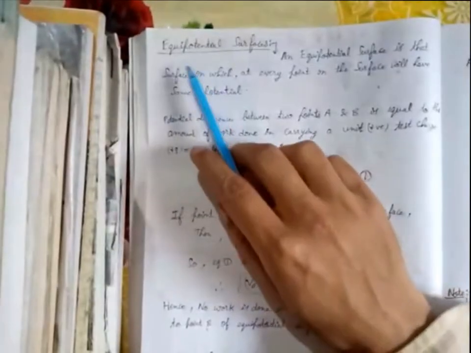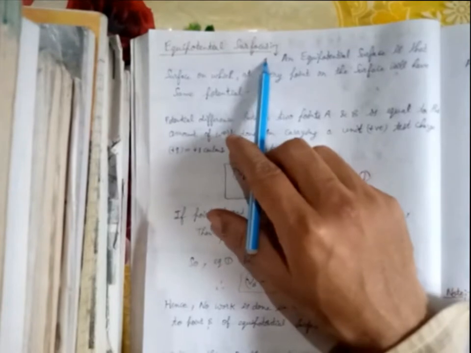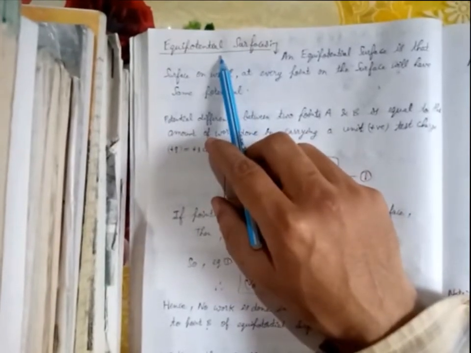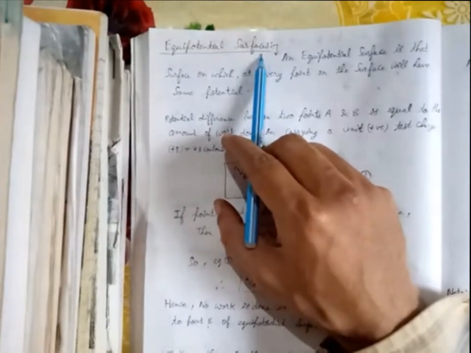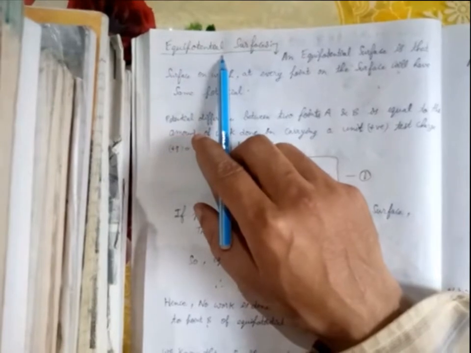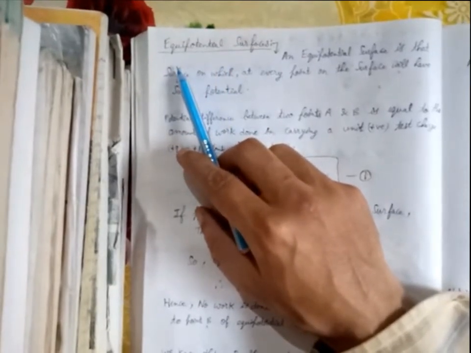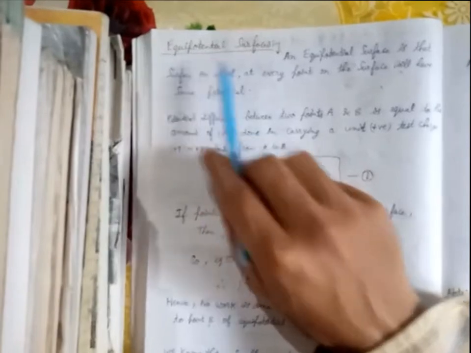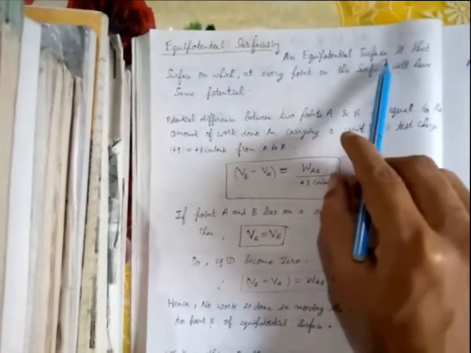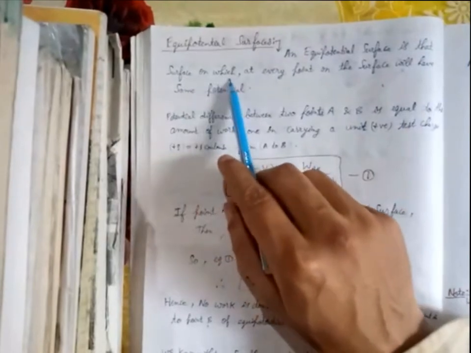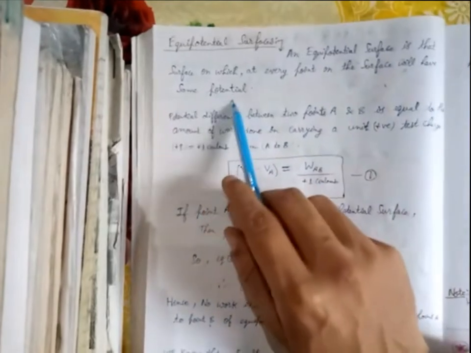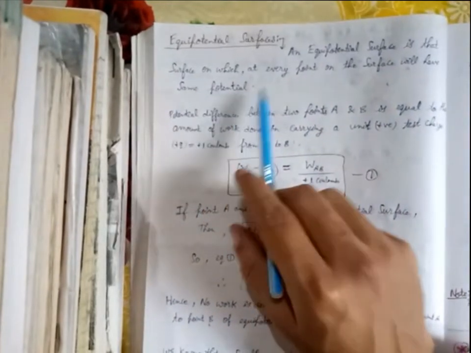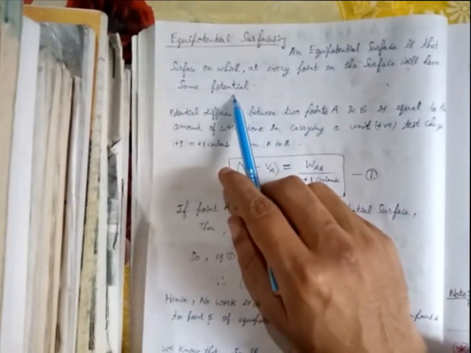Now we start the next topic, equipotential surface. An equipotential surface, as the name suggests, is a surface, plane or curved, which has equal potential at every point on the surface. So its definition is: an equipotential surface is that surface on which every point has the same potential. It means every point on the surface has equal electric potential.